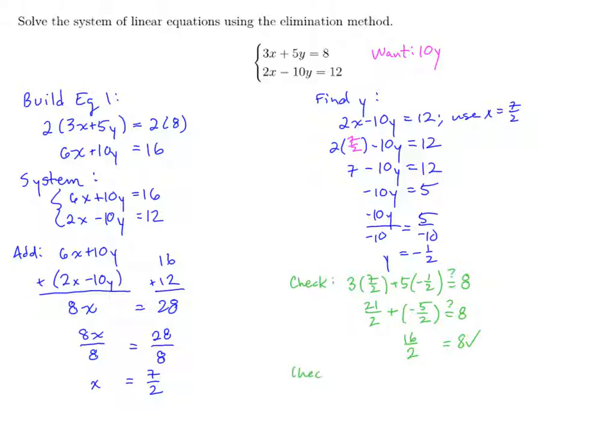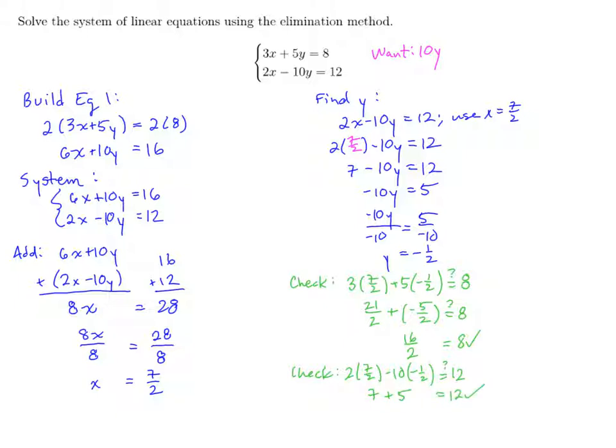Checking my second equation, 2 times 7 halves minus 10 times negative 1/2. I'm checking, does that equal 12? And 2 times 7 halves will give me 7. Negative 10 times negative 1/2 will give me positive 5. So I have 7 plus 5 equal to 12, and that checks.